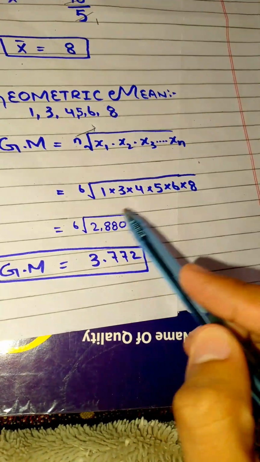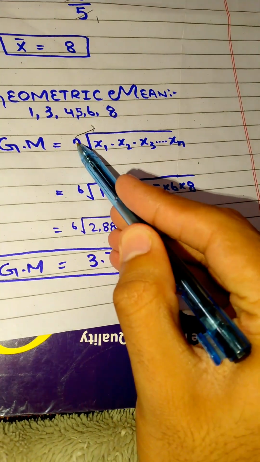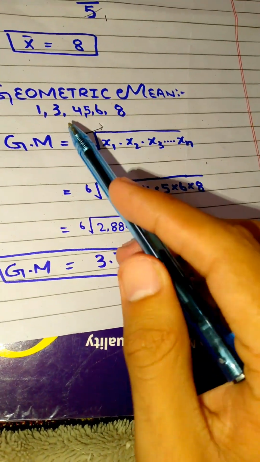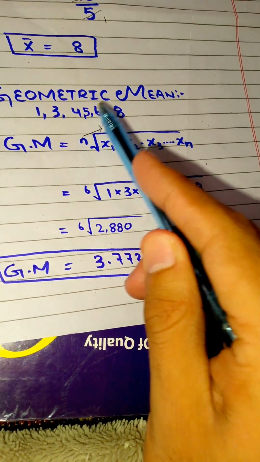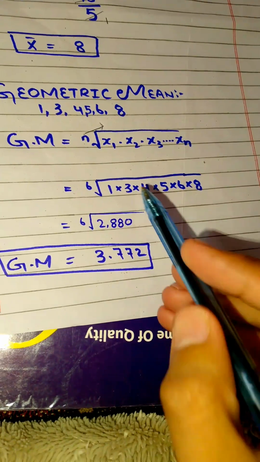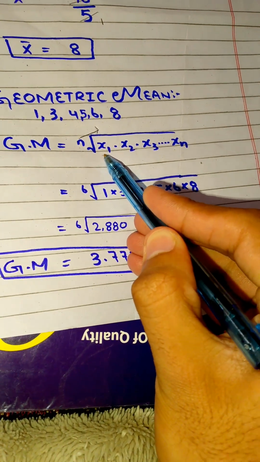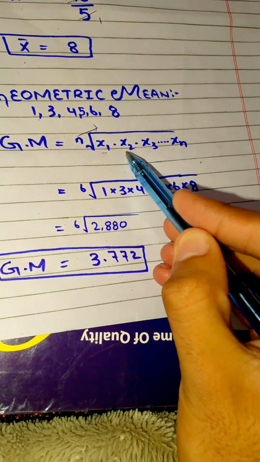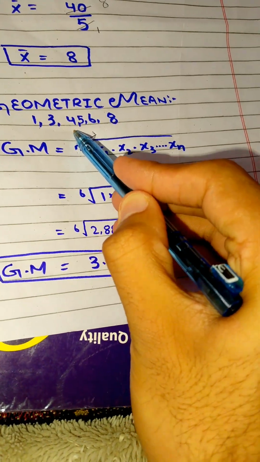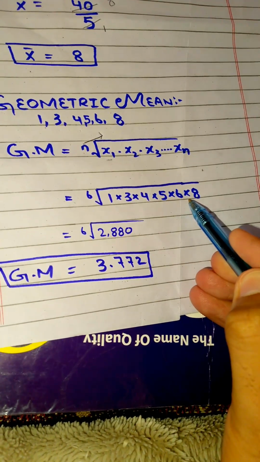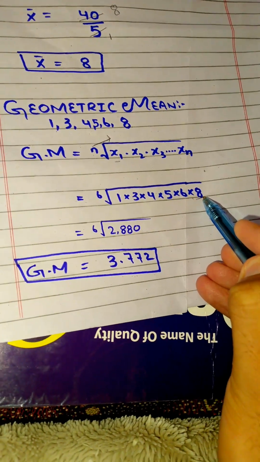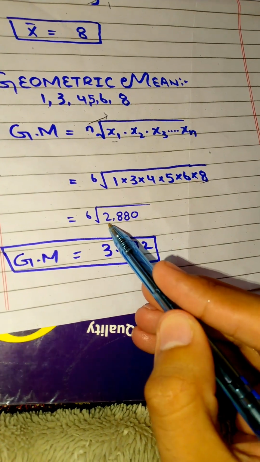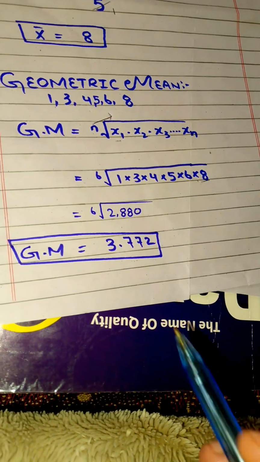We simply put the values in the formula. First of all we have n, which is equal to 6, because we have 6 observations: 1, 2, 3, 4, 5 and 6. And for the x values we put x1 which is equal to 1, x2 which is equal to 3, x3 which is equal to 4, and so on up to x6 which is equal to 8. Now by simply multiplying these terms we get 2880.